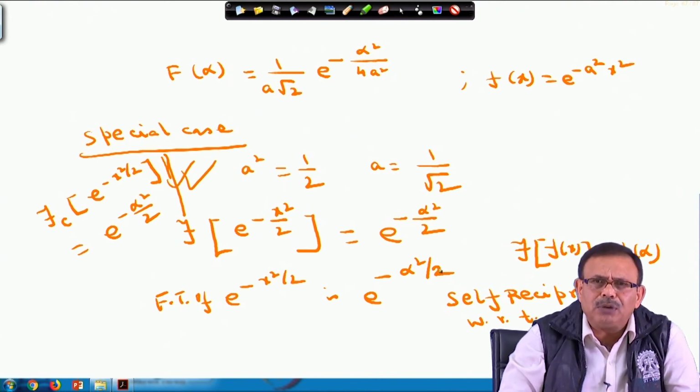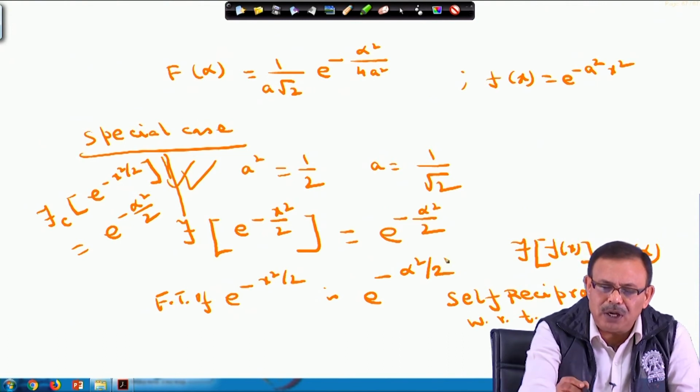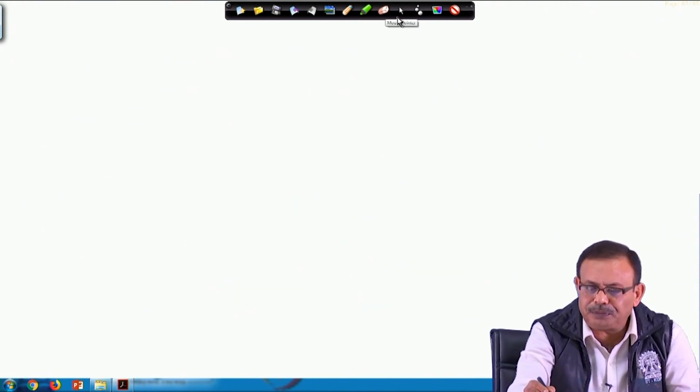So, here we have learned one thing, that is the self reciprocal concept. If the transform of a function is the function itself, then we call that function a self reciprocal function with respect to a particular transformation. Just like for this example, we have shown that e^(-x²/2) is self reciprocal with respect to the Fourier transform as well as with respect to the Fourier cosine transform.